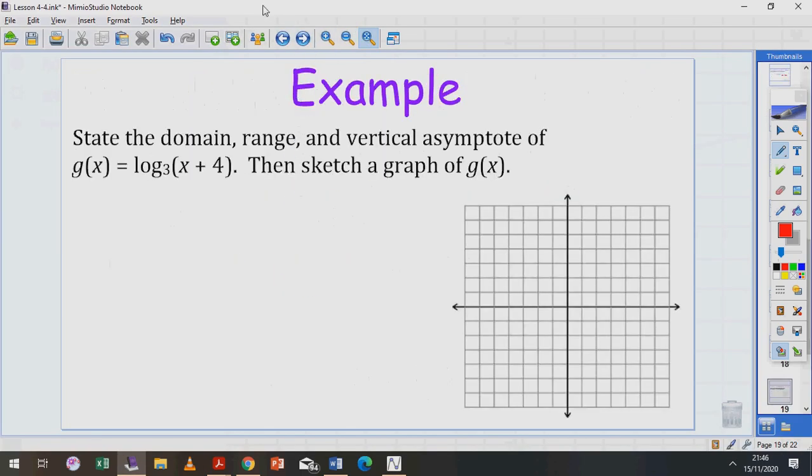State the domain, range, and vertical asymptote of this function, then sketch the graph. This is an example.